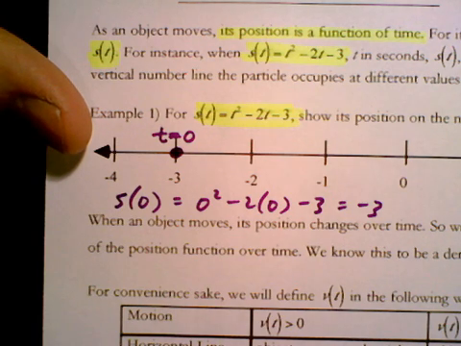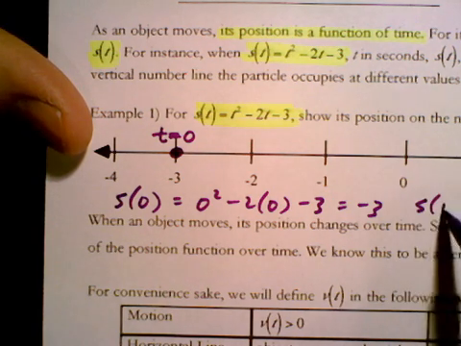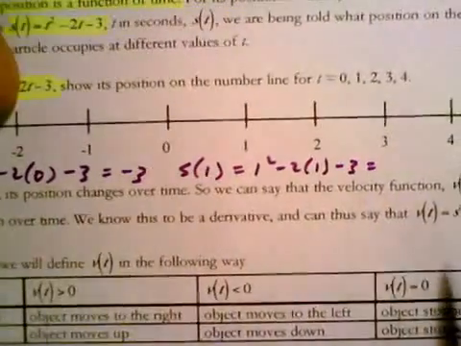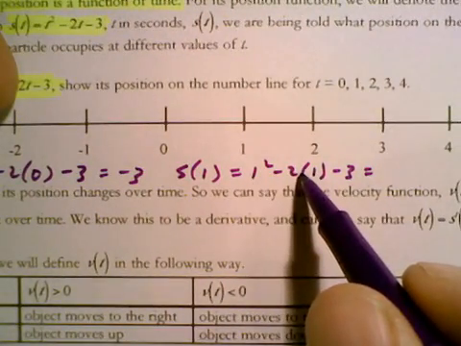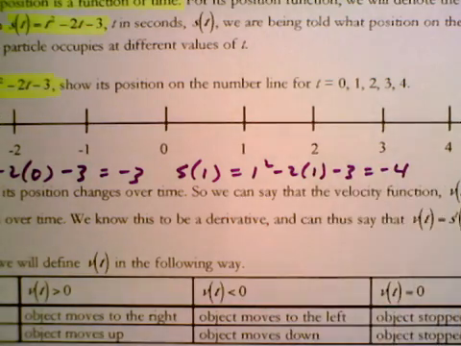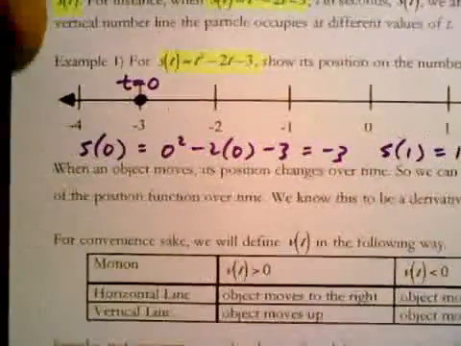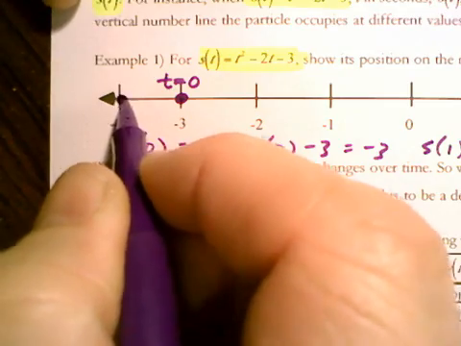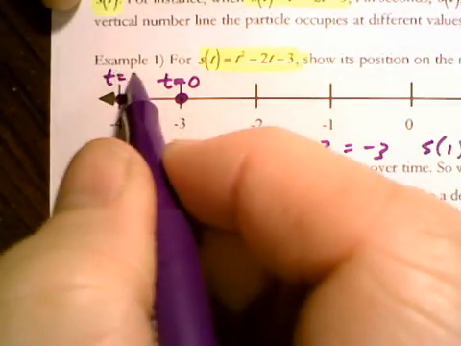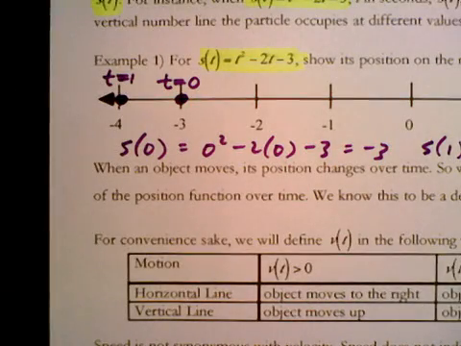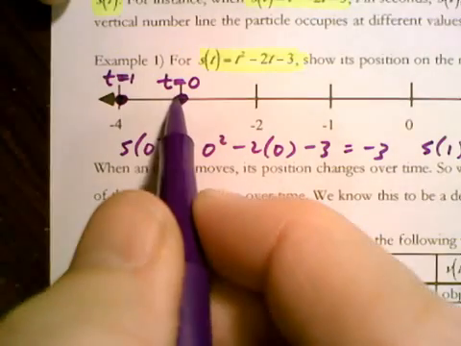It's also asking us to find the position at 1, so we can plug a 1 in. 1 squared minus 2 times 1 minus 3. 1 minus 2 is -1, minus 3 is -4. And so the position of the moving object at t equals 1 would be right over here at -4. So we can use these position functions to show how an object would move and where the object would be at a certain time.